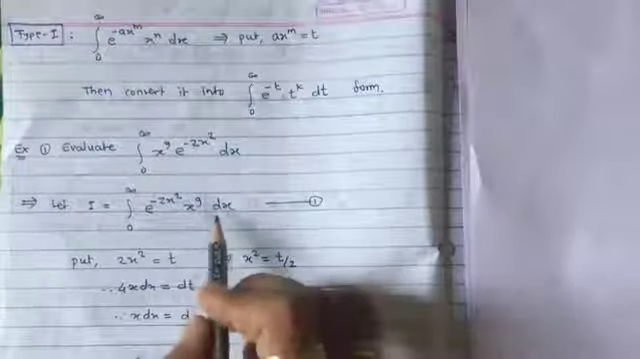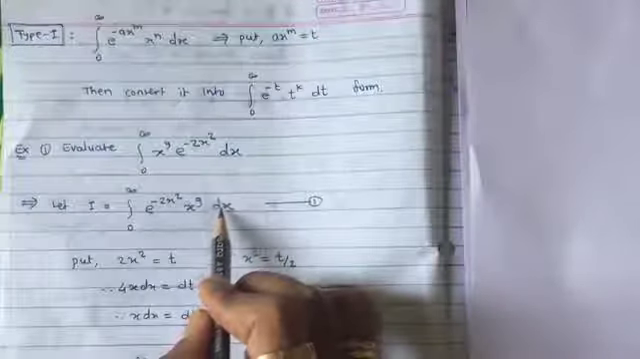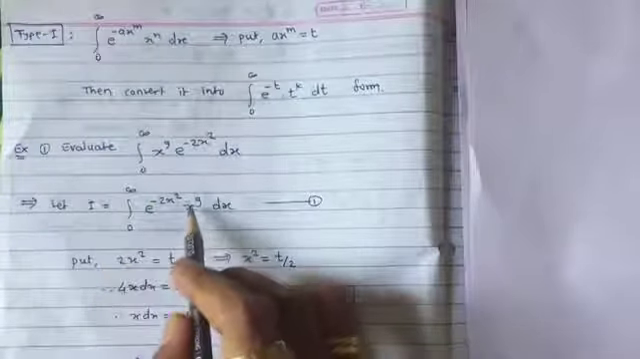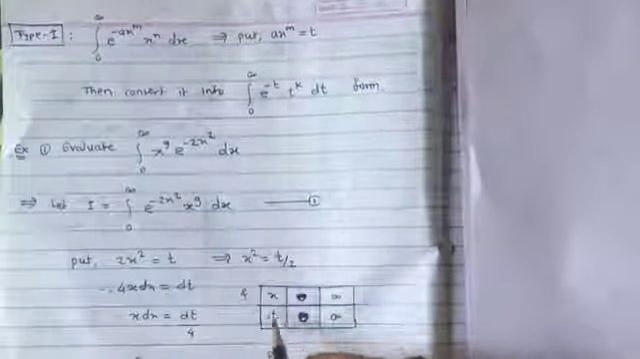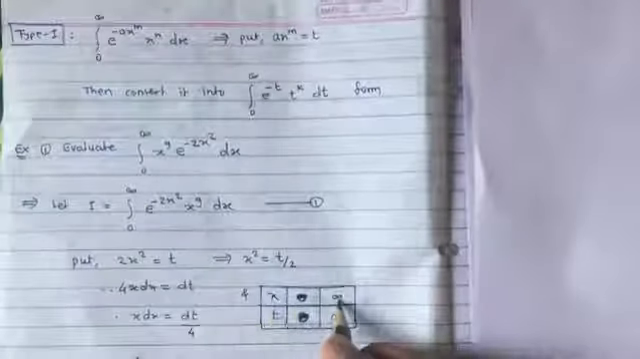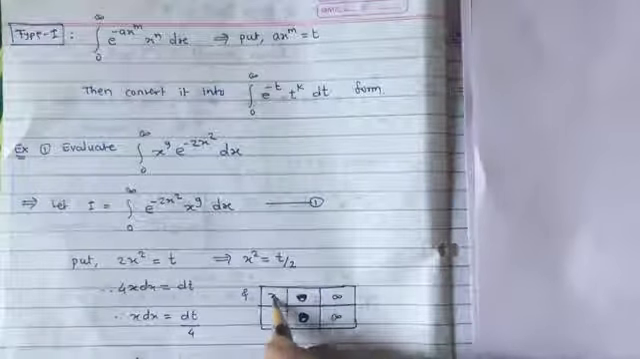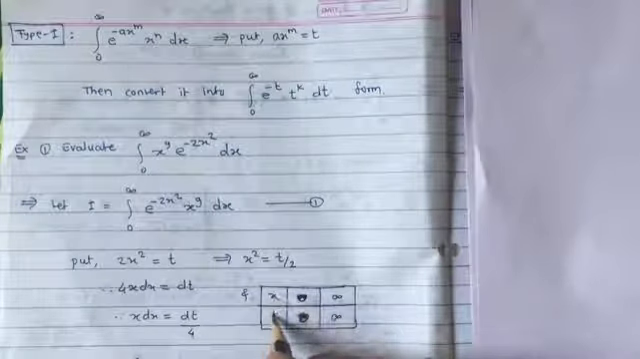After that, integration with respect to x has two limits, x is equal to 0 and x is equal to infinity. Now change these limits into t. If x is equal to 0, then find the value of t. If x is equal to infinity, then find the value of t.